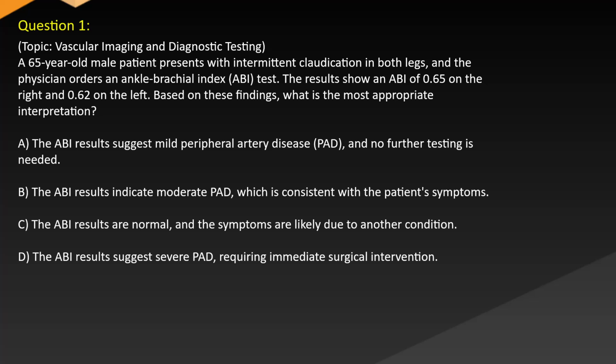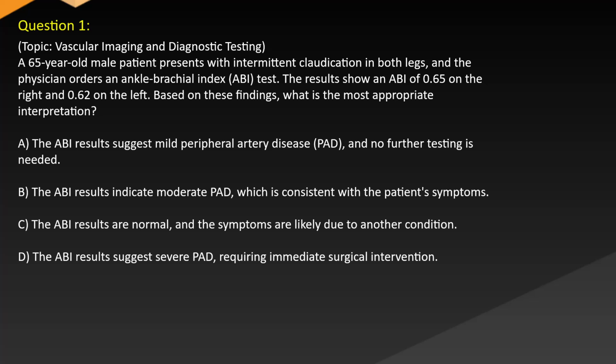Question 1. Topic: Vascular imaging and diagnostic testing. A 65-year-old male patient presents with intermittent claudication in both legs, and the physician orders an ankle brachial index (ABI) test. The results show an ABI of 0.65 on the right and 0.62 on the left. Based on these findings, what is the most appropriate interpretation?